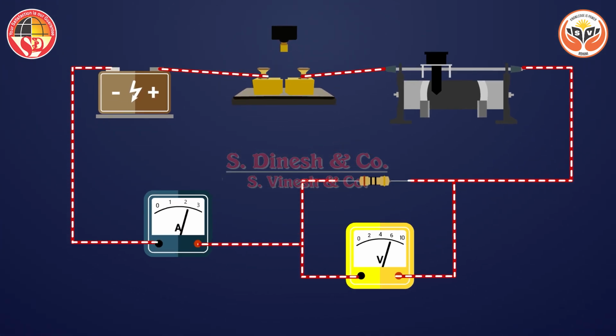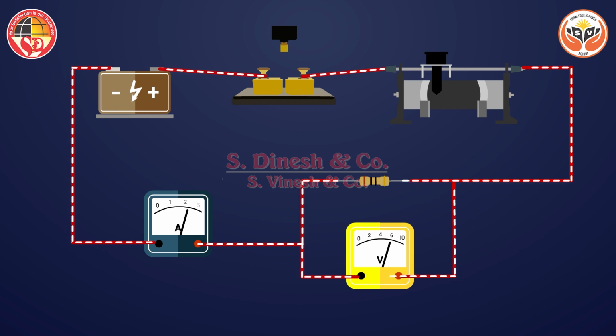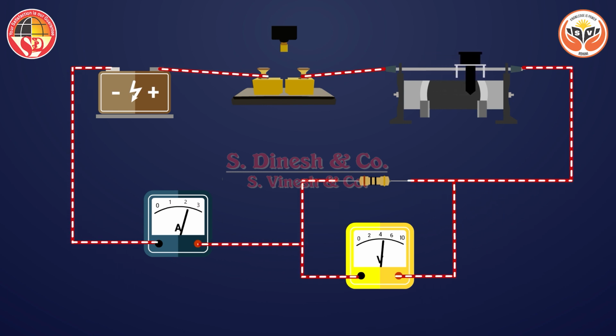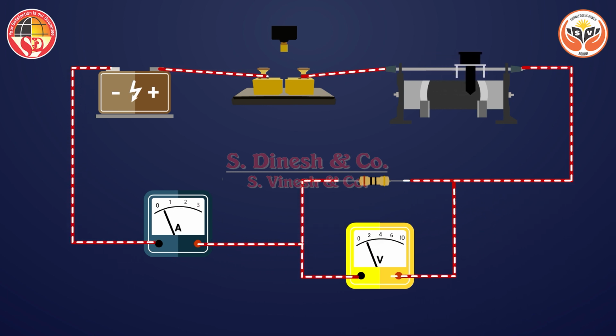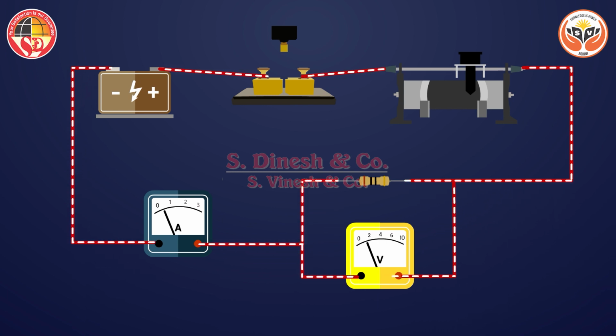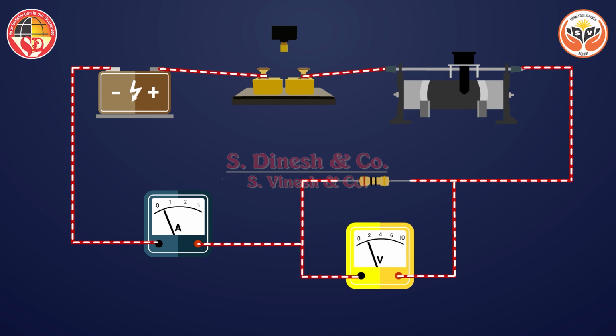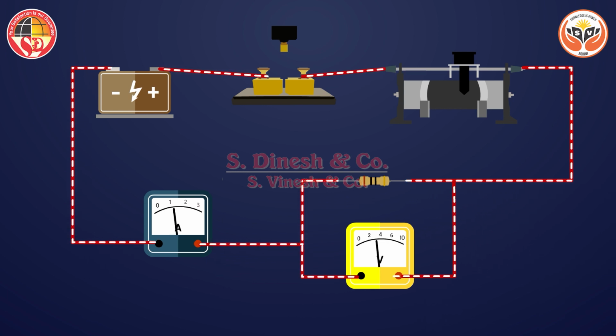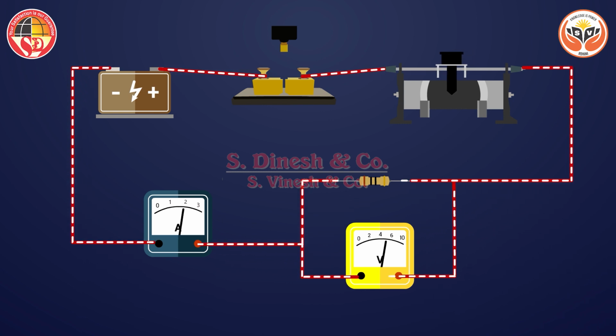Now start taking the observations. Slide back the rheostat for minimum reading in the ammeter, say 0.2 A. Note the current, I, and voltage, V. Adjust the rheostat to increase current in small steps and note the V and I readings in each case. Continue till you reach the maximum possible current in the circuit.